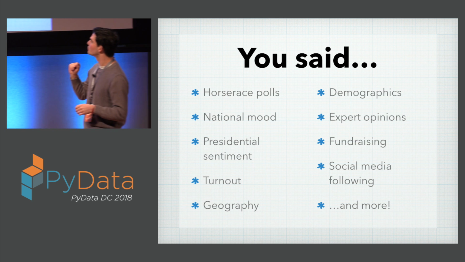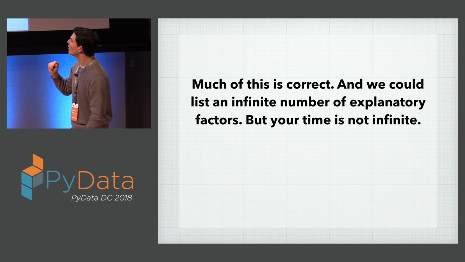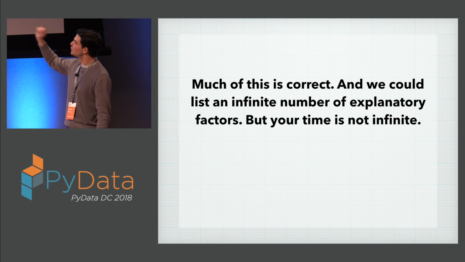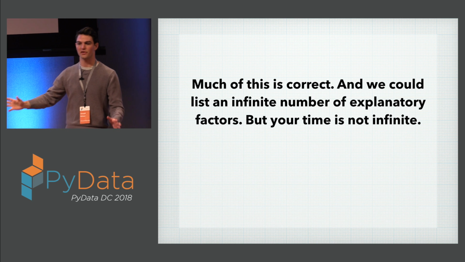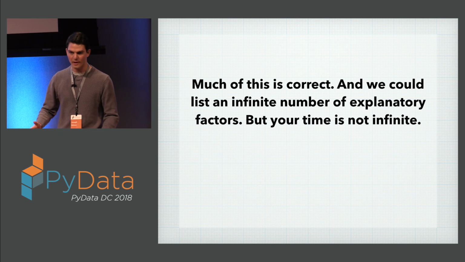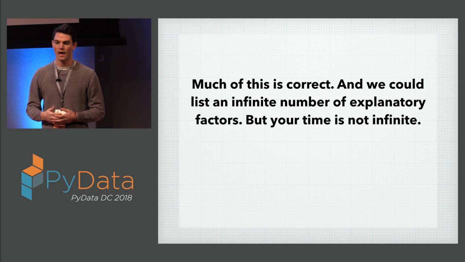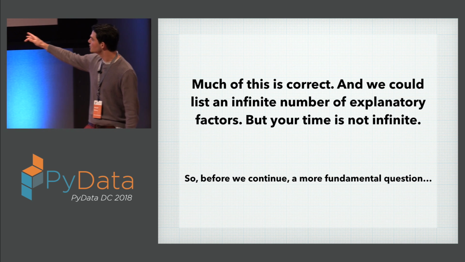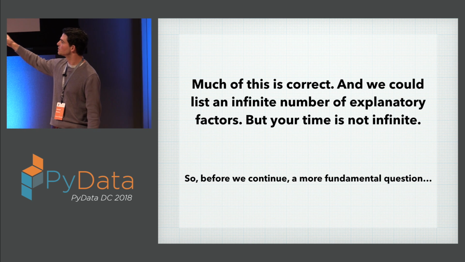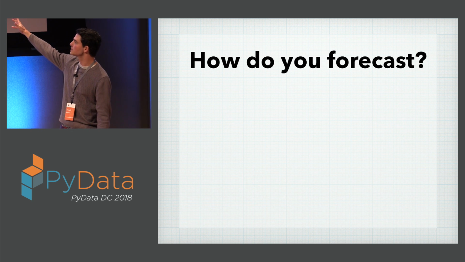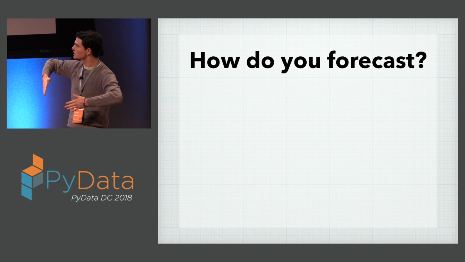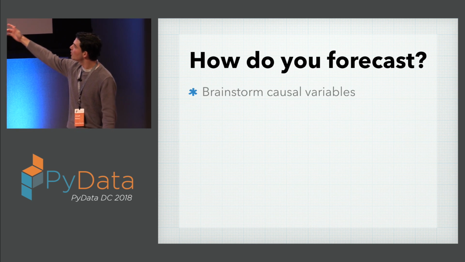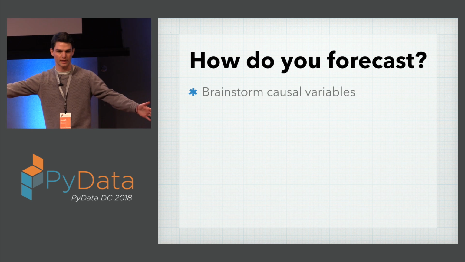So if we think about modeling broadly, I think we want to zoom out and think about much of the things that we described that predict elections are correct, but the nuances, we could create an infinite number of explanatory factors. You don't have an infinite amount of time. So the nuances, of course, come with how you determine what to include and maybe importantly, what not to include. And so before we continue, we need to ask a bit of a more fundamental question, which is, what is the process of forecasting more broadly? We talked about it in the context of elections, and there's really 5-ish key steps. First, you'd want to think about brainstorming causal variables, as we just did, right?